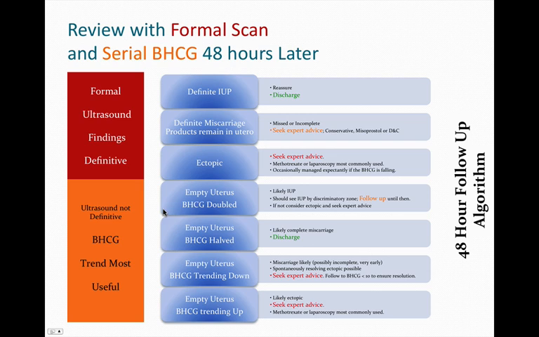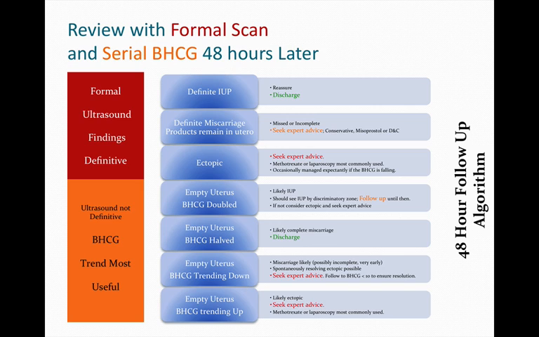So first group with an empty uterus, beta HCG doubled, probably a viable pregnancy. Second group, empty uterus, beta HCG halved, they've probably had a complete miscarriage. They can go home. With an empty uterus and a slowly trending down beta HCG, that could be a miscarriage, and that's the most likely thing. A miscarriage, possibly incomplete because beta HCG is going down slower than usual. Okay, they should get followed again 48 hours later.